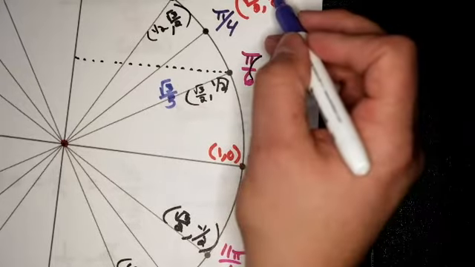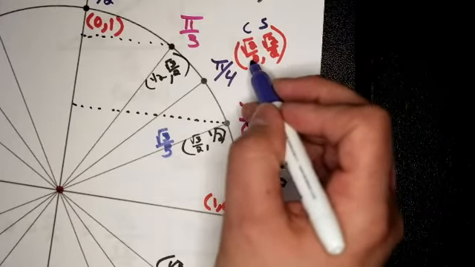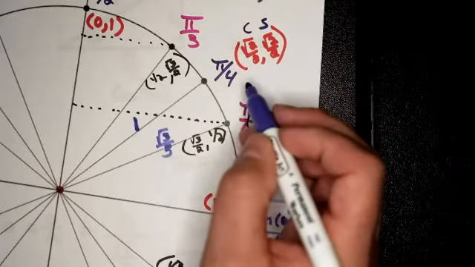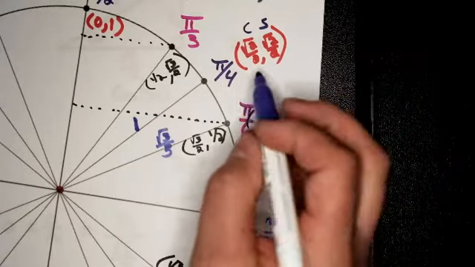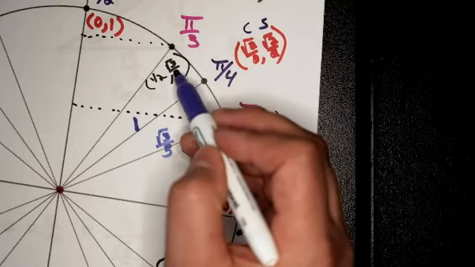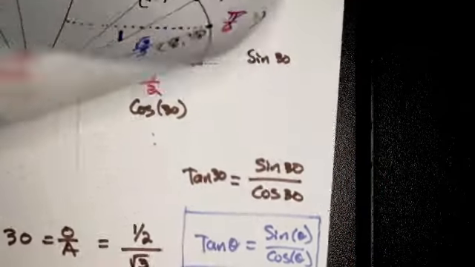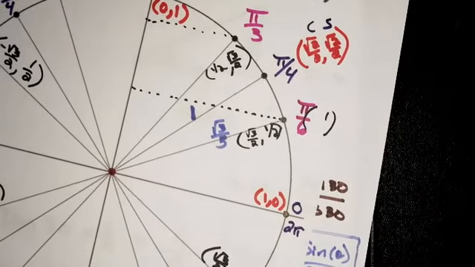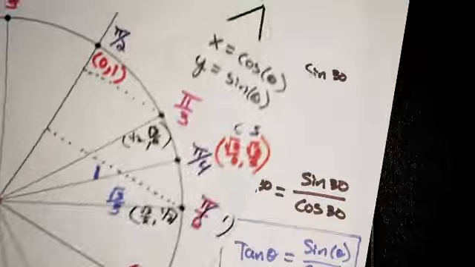On this one, if you take square root of 2 and divide it by square root of 2, you get 1. So the tangent of 45 degrees, or pi over 4, is 1. On this one, we're going to take square root of 3 over 2 and divide it by 1/2. Let's do that together on a piece of paper.